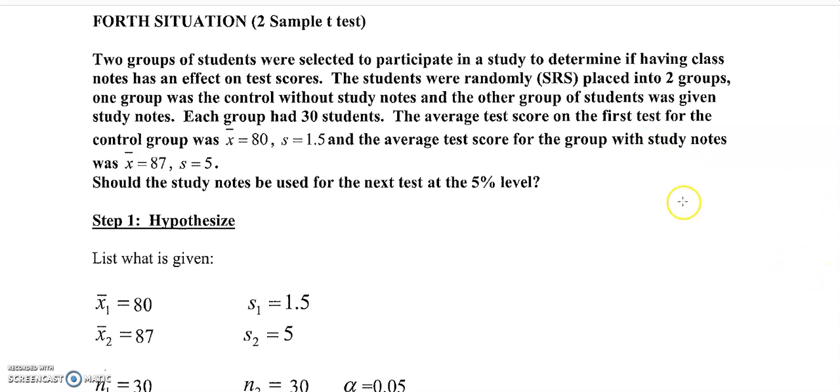So here we have two separate groups. We're dealing with numbers, 80, 87, not proportions. So we have two separate groups, so we're going to use a two-sample t-test.